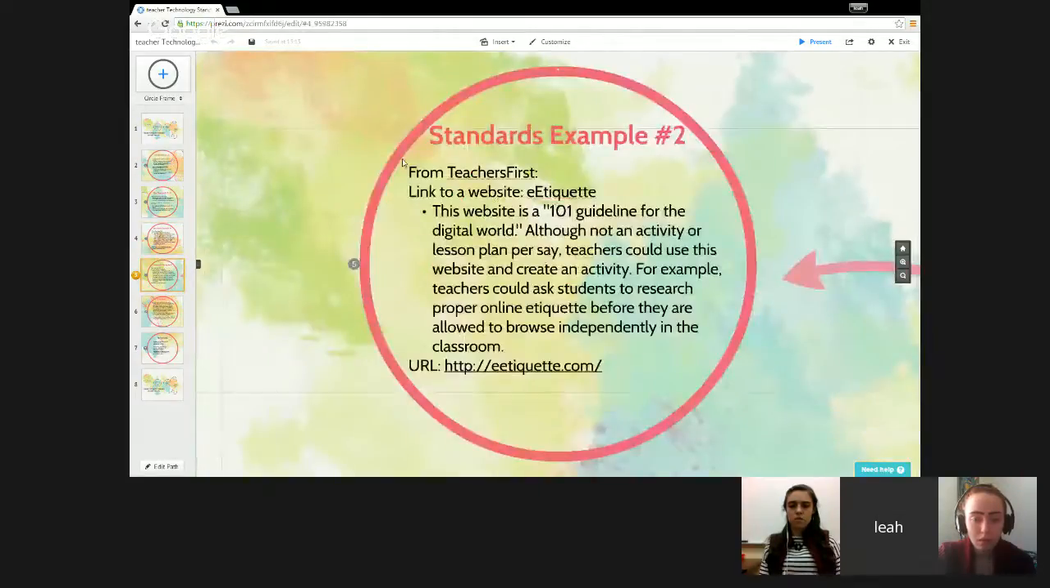Next, we have a link to a website called eEtiquette. This website focuses on all of the etiquette that students should use when they are browsing on the internet and blogging or doing anything else. It's a 101 guide for the digital world. Although it's not an activity or lesson plan per se, teachers could use this website and create an activity. Teachers could ask the students to research proper online etiquette before they are allowed to browse online independently. And at the bottom is the URL for this website.